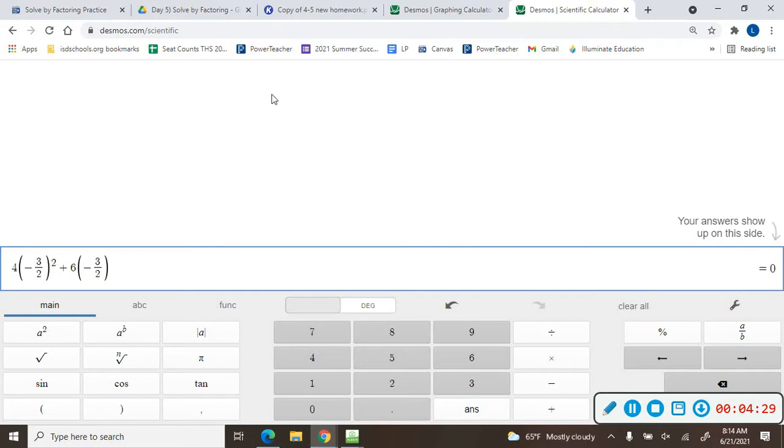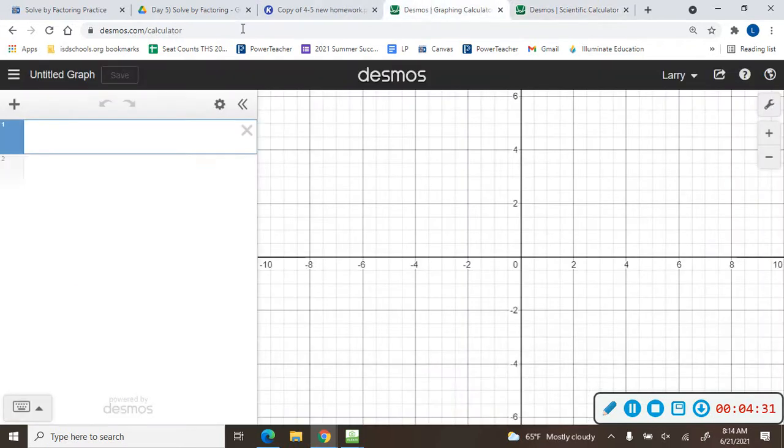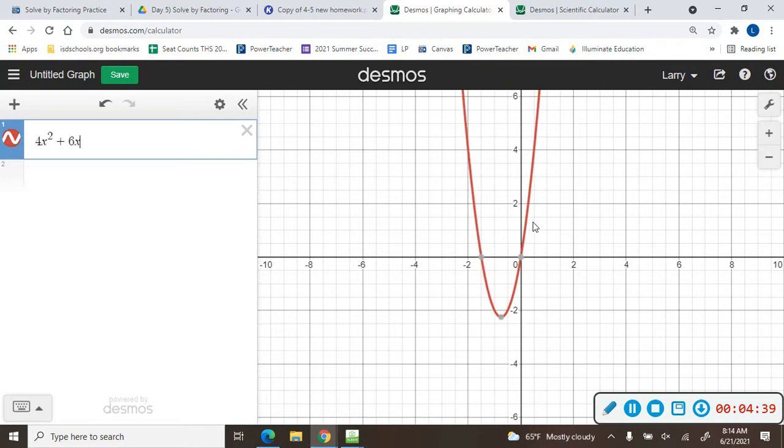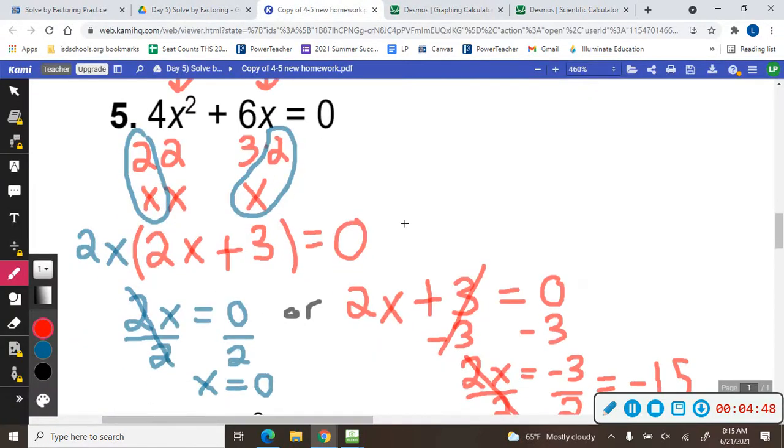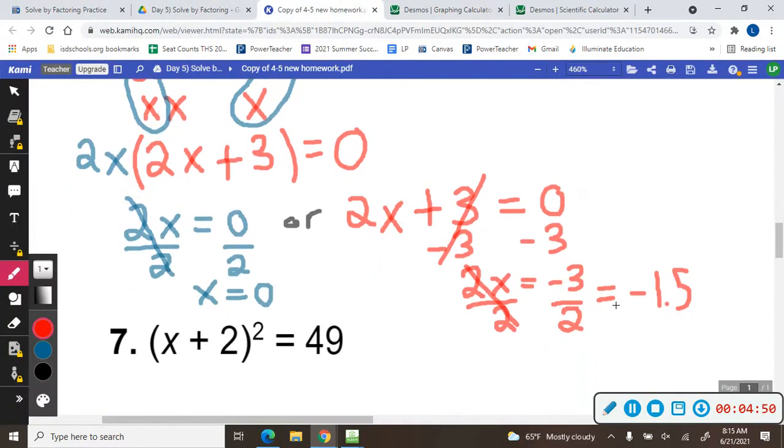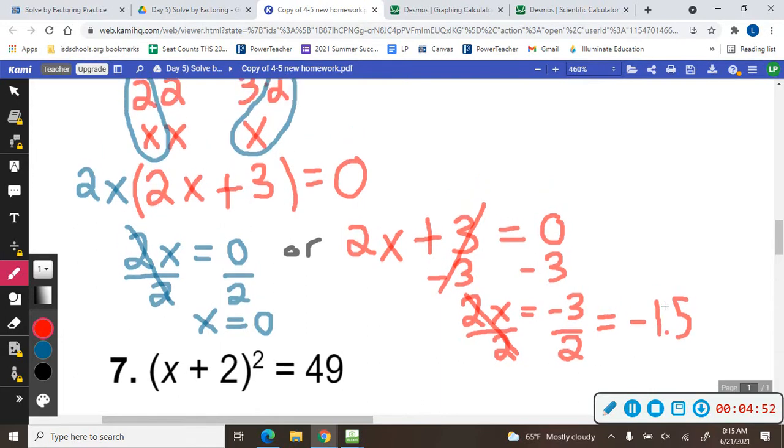And then if I look at this graphically, 4x squared plus 6x, you should see that it crosses at 0 and at negative 3 halves. And it does. So I would say my solutions are x equals 0 and x equals negative 1.5.